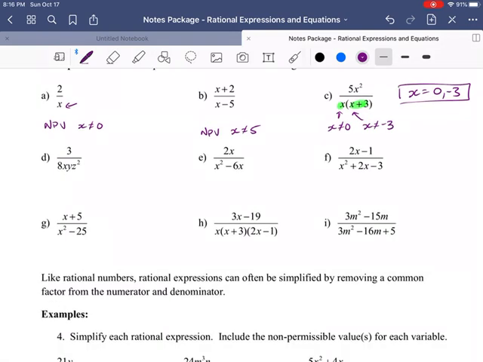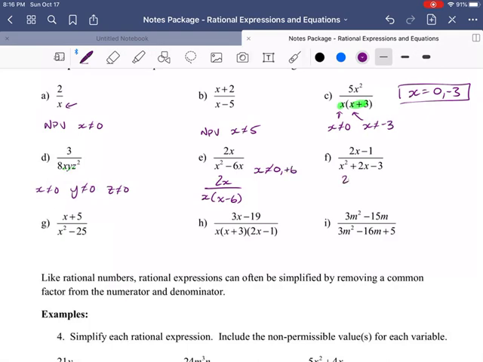The next one has 3 variables in the denominator. You've got an x, a y, and a z. So x cannot equal 0, y cannot equal 0, and z cannot equal 0. Here we've got something a little different. Well, let's factor the denominator. So we're going to factor an x and be left with x and negative 6. Well, that will help us identify some non-permissible values. x cannot equal 0 or positive 6.